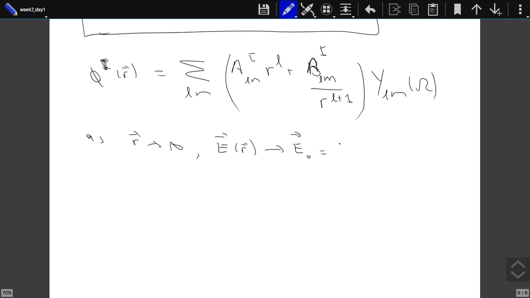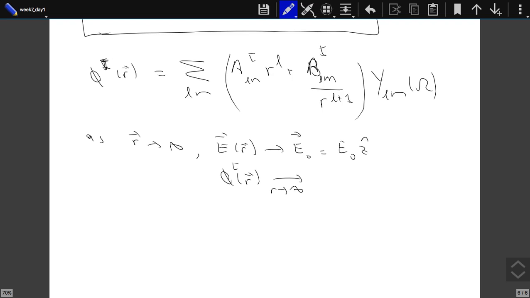Now let us also choose some coordinate axis. Basically, I will need this one. Let me choose this one as Z. As r goes to infinity, the electric field should go to E0, which is E0 in the Z direction. I just choose the direction of E0 to be my Z direction.